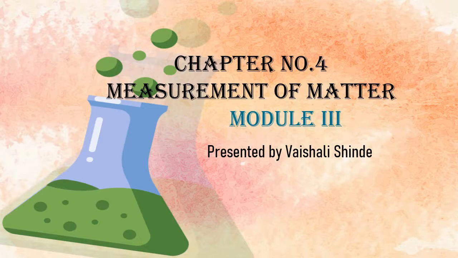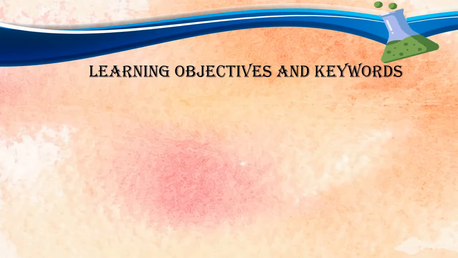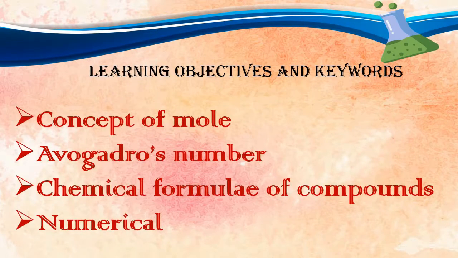Welcome students to the third module of chapter number 4, Measurement of Matter. In this module, we will be learning the concept of mole, Avogadro's number, chemical formulae of compounds and some simple numericals based on the concept of mole.